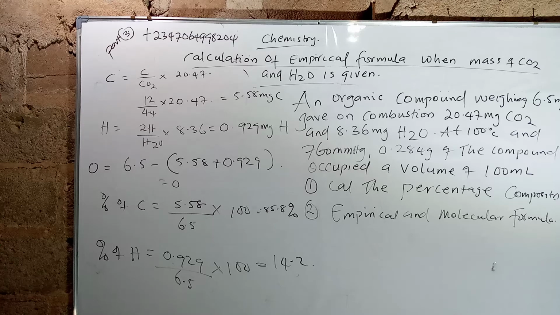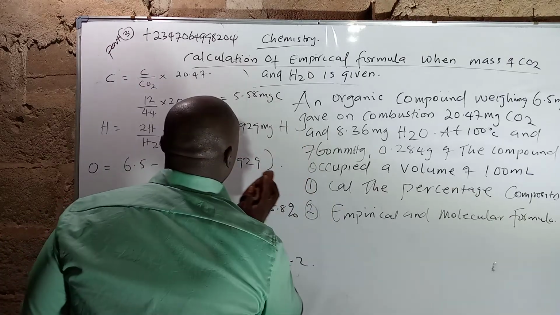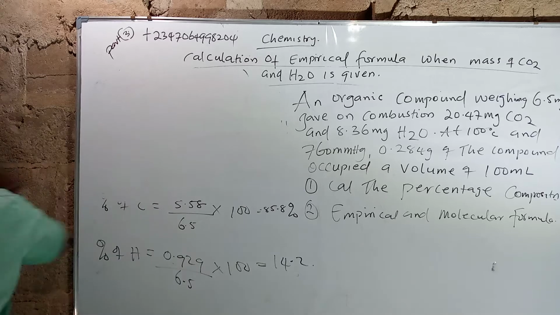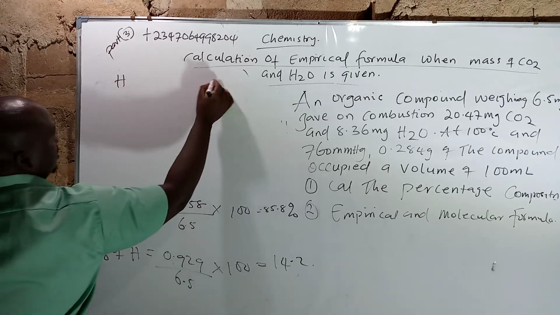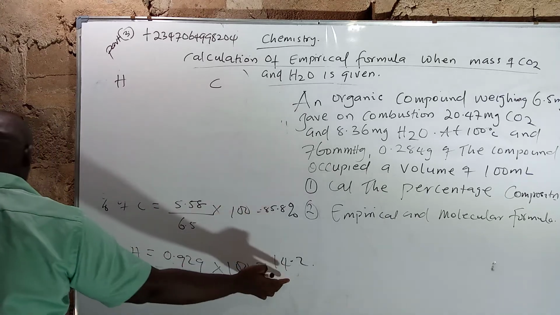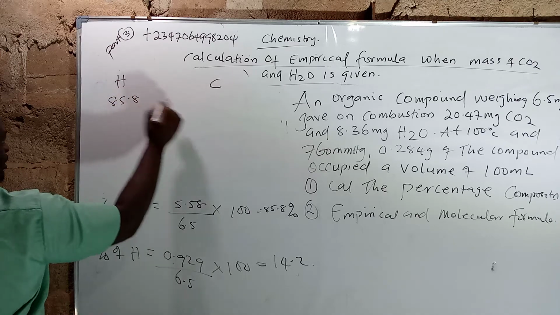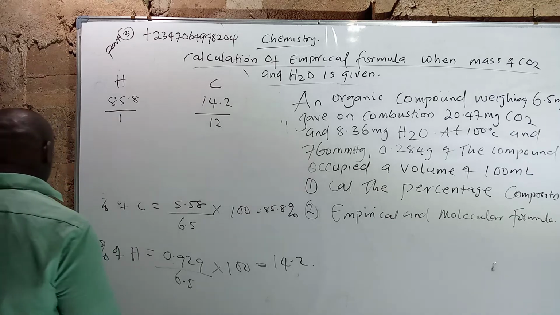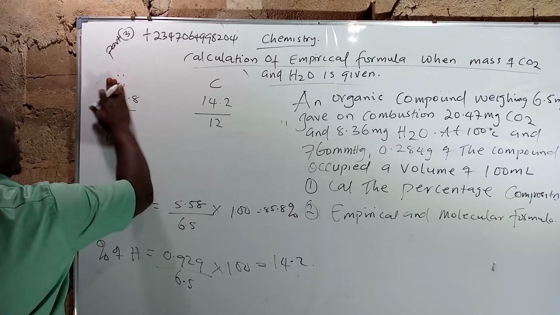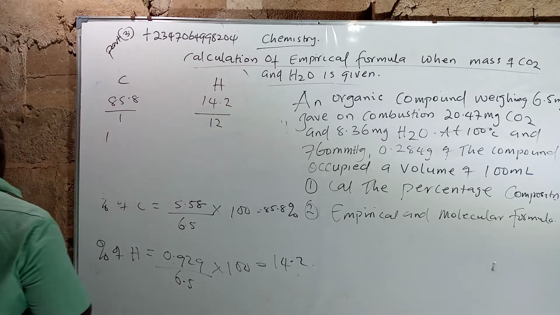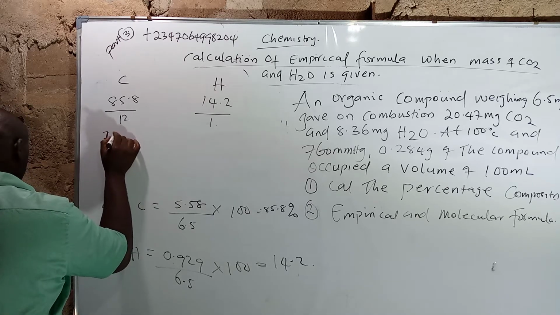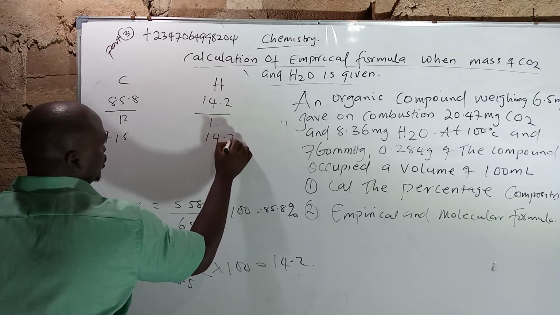Now, because I want to clean this place. So you have hydrogen, carbon, and then of course we have gotten 85 and 14, right? So we have 85.8, 14.2, divide by 12, divide by 1. This is for carbon and this is for hydrogen. So if you divide here by 12, here by 1, this will give you 7.15, and then this place will give you 14.2, right?